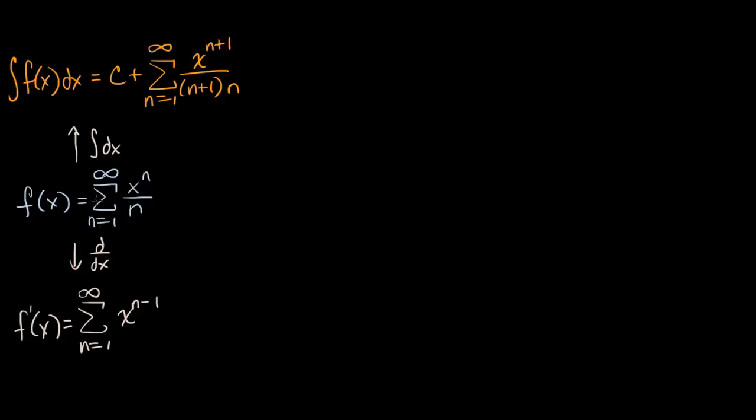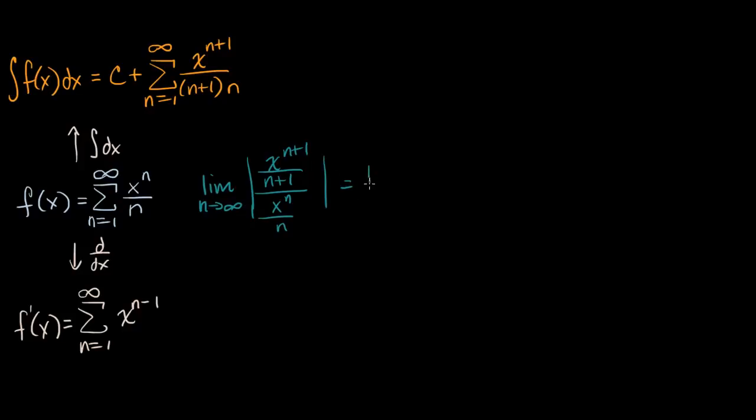So let's start with our original series. Let's figure out the interval of convergence. And we could do that using the ratio test. So for the ratio test, we would want to take the limit as n approaches infinity of a sub n plus 1, so that's going to be x to the n plus 1 over n plus 1, divided by a sub n, so that's x to the n over n. So we want to take the absolute value of that.